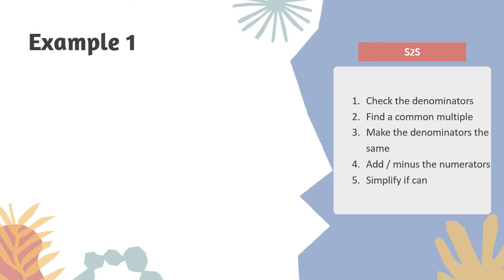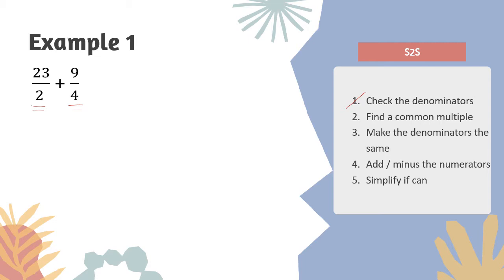Today we are adding and subtracting unlike fractions, meaning they have different denominators. For example, example 1, 3 out of 2 plus 9 out of 4. Step 1, check the denominators. So we have 2 and we have 4. So you can't really add the numerators right away, because the denominators are different. So that is step 1, check the denominators. They are different. Then we need to find a common multiple.